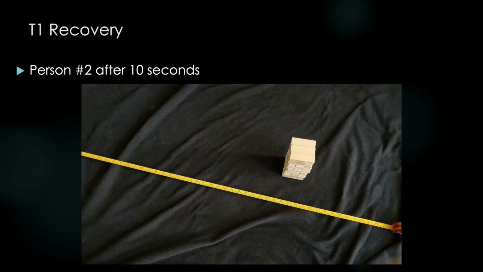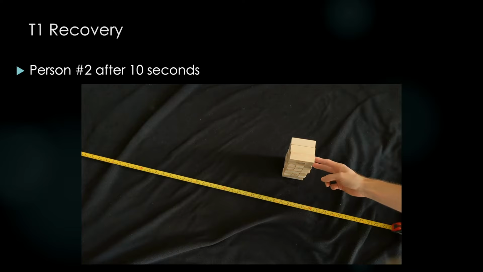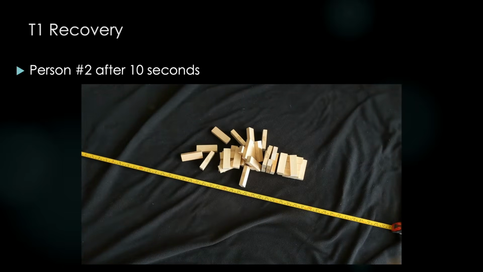Let's see how their tower fares when we knock it over. We can see that their measured spread is larger, near 20 inches, almost double that of person number 1. They built a taller tower, and naturally, it creates a large footprint in the XY plane when knocked down.